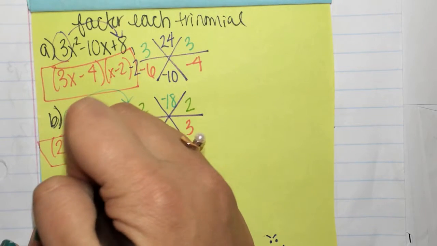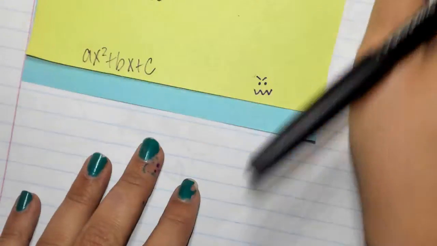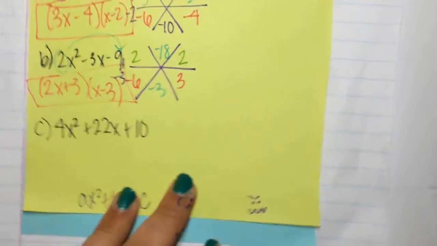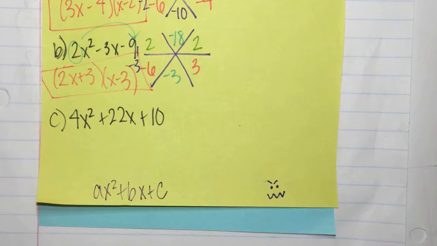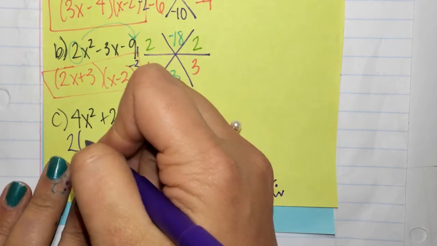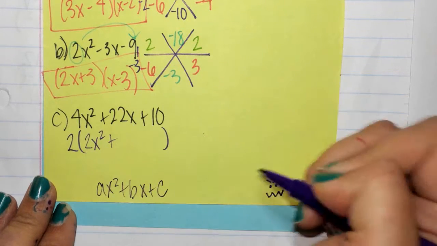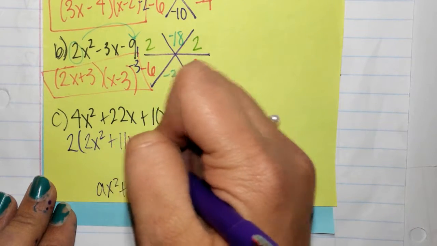Alright, 4x squared plus 22x plus 10. Why do you think I love this problem? Because of GCF. Yay! Alright, now what is the GCF? 2. Okay, so where am I going to write my 2? Outside of the parentheses. And what goes on the inside? 2x squared plus 11x plus 5.